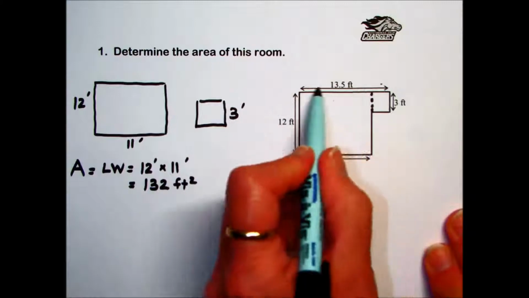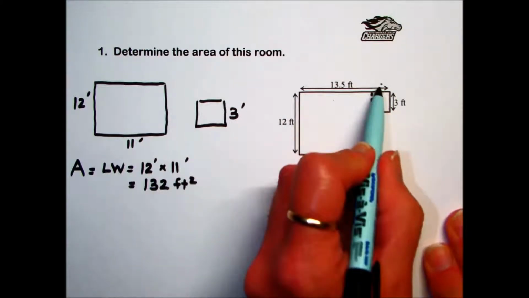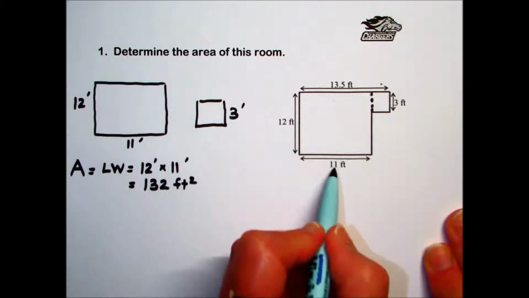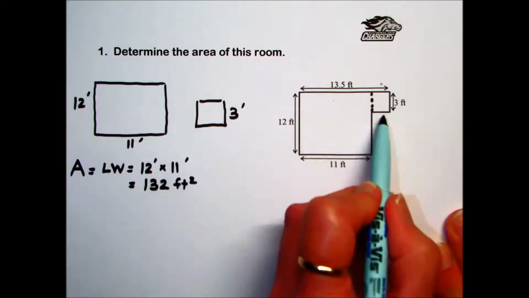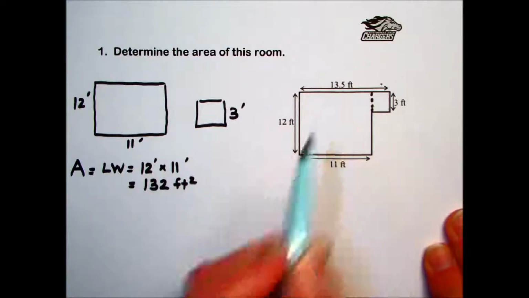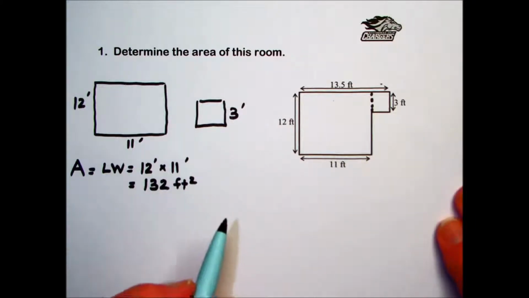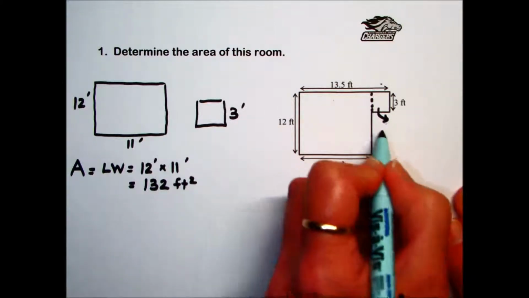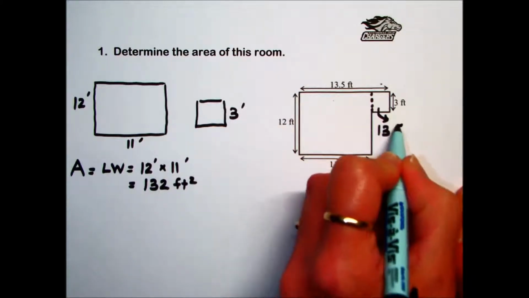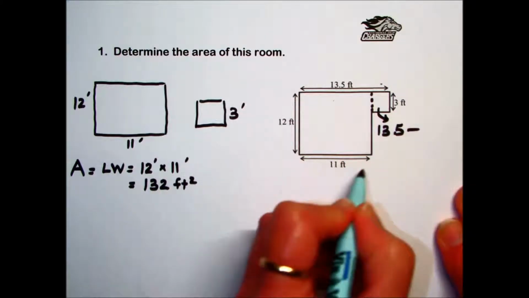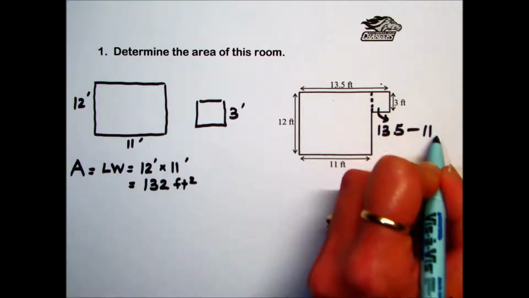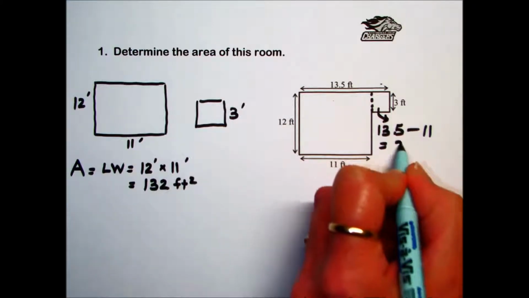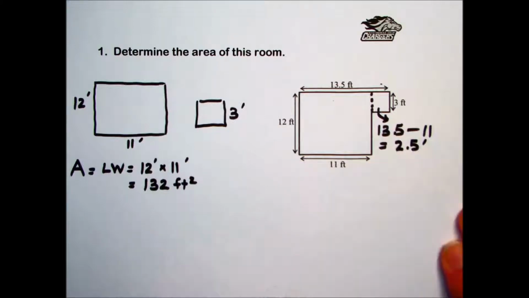Since the entire horizontal span on the top of this shape is 13.5 feet, this length on the bottom is 11 feet. When combined with our unknown, it would give us that entire span at the top. We can find our missing value here by taking the entire span, 13.5 feet, and subtracting the given horizontal span of 11, resulting in a dimension of 2.5 feet.